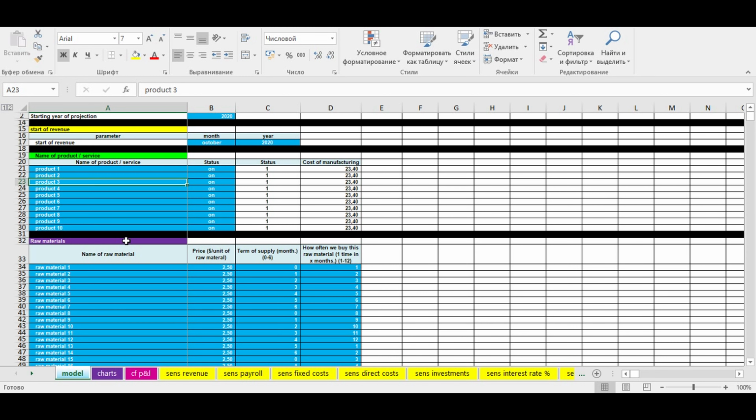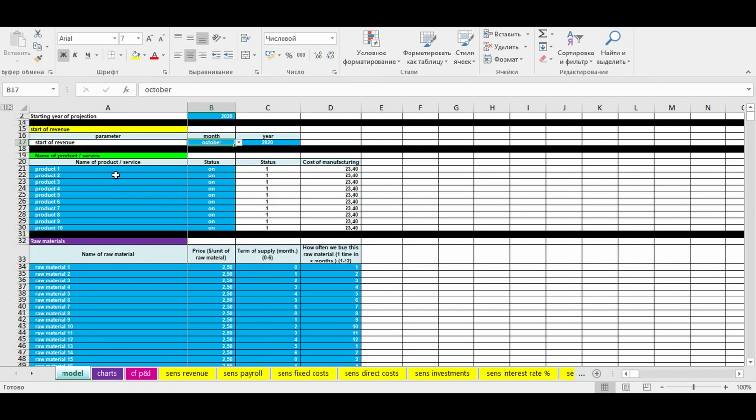In our model, all inputs are colored in blue. Other cells are automatic. First of all, we enter the year when all our financial projections start. Then, we enter the year and month when our manufacturing business gets the first revenue.